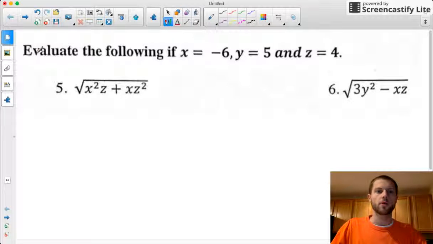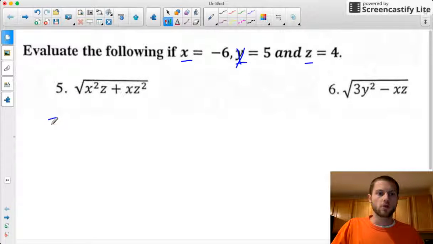Okay, for this problem here, we want to evaluate this radical given that x is equal to -6, y equals 5, and z equals 4. So all we're going to do is substitute those x, y, and z values into this radical. And actually, it looks like we're not using the y in number 5 here, so I don't even need to worry about that.